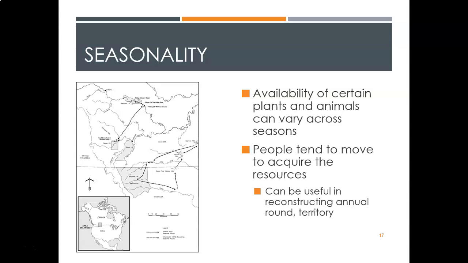But in the past, we tended to find people moving to acquire resources that they need. And so we can look at the movement of people or the presence of plants and animals outside of their territories as either an indication of movement of people or of seasonal change.